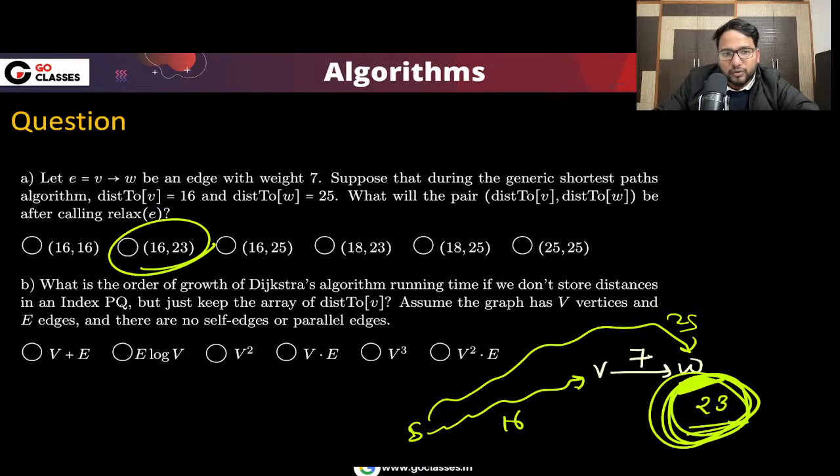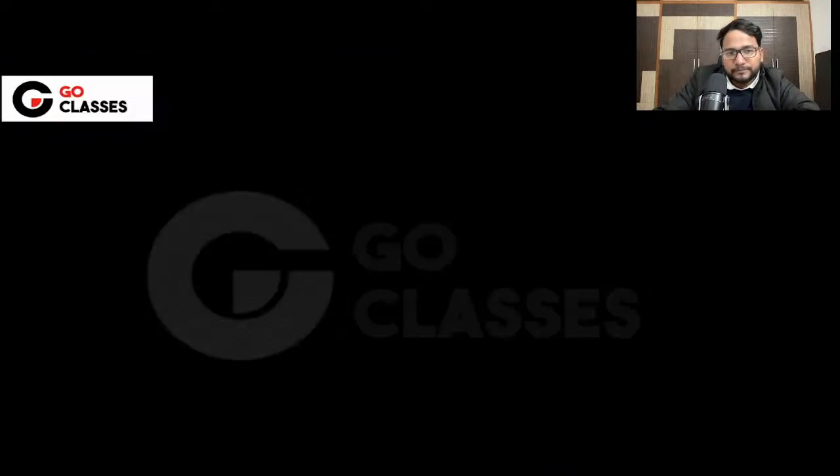Now let's just see the next question. What is the order of the growth of Dijkstra algorithm running time if we don't store distances in the priority queue, just keep the array? Okay. So do you remember for the Dijkstra, what is the time complexity? Do you remember? Time complexity of Dijkstra?